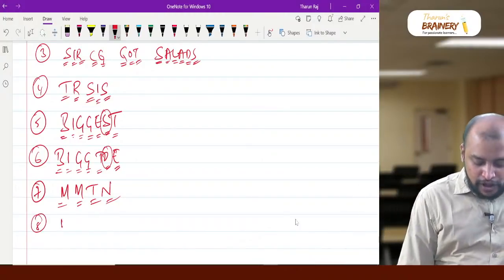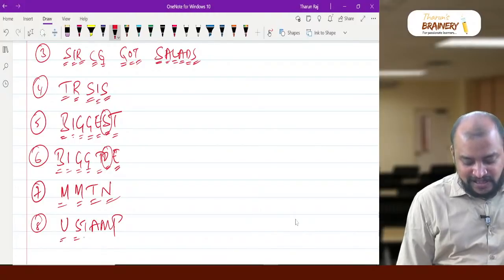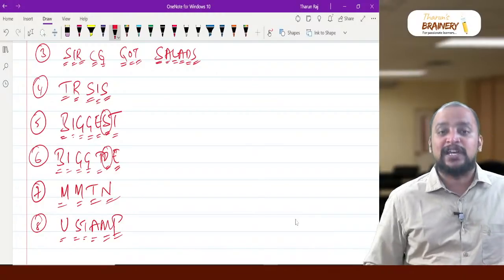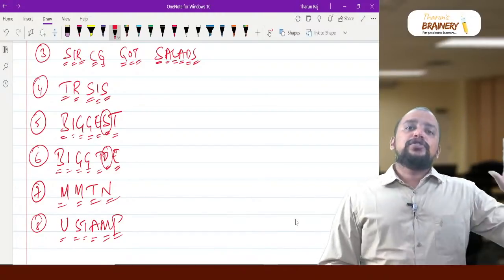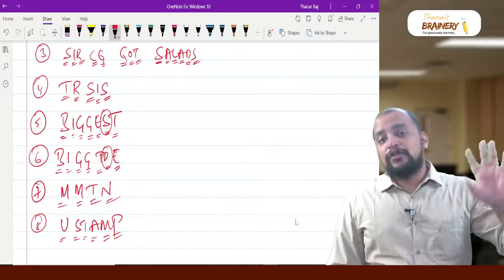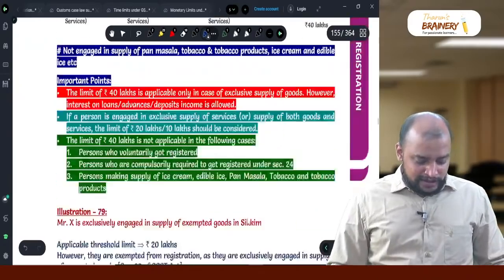And then for the U stamp states: U for Uttarakhand, S for Sikkim, T for Telangana, A for Arunachal Pradesh, M for Meghalaya, P for Puducherry. For these U stamp states, 20 lakhs will be the limit, even though they are exclusively engaged in supply of goods. The 20 lakhs limit will be applicable. Okay, so these 2 points.